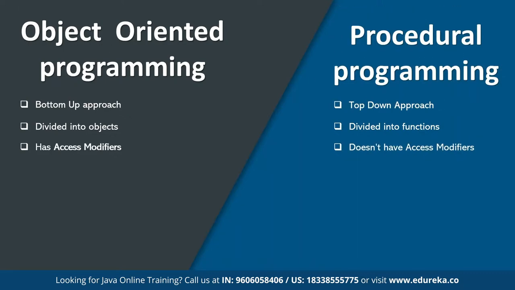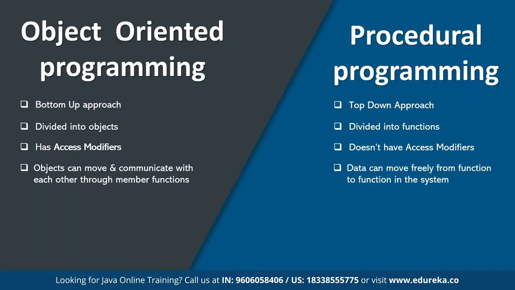And object-oriented programming has got access modifiers. Access modifiers are something that can restrict the access of the properties and the behavior of the object. Whereas procedural programming doesn't have access modifiers. So what you get with access modifiers is security. You can restrict the access of the properties and behavior of your objects in object-oriented programming.